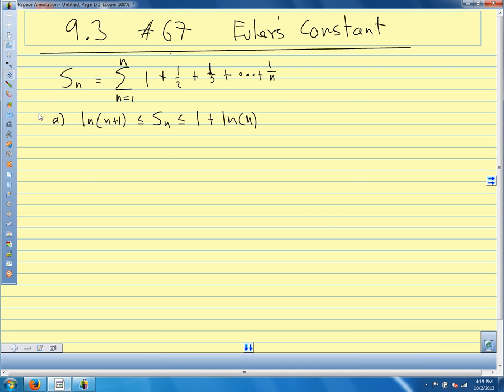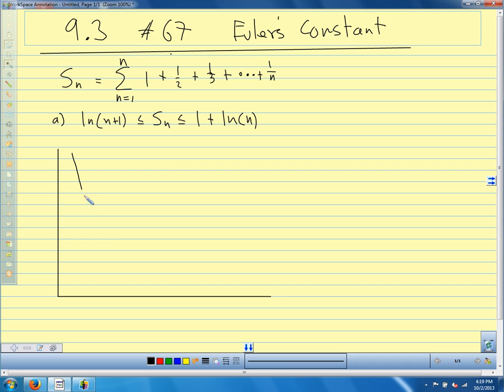I'm going to draw a picture. Here are my coordinate axes, and I'm going to sketch in the graph of 1 over x. And we're looking at x equals 1, 2, 3, and I'm going to go out here and go to n and n plus 1. I'm going to sketch in my rectangles. So we're going to inscribe and circumscribe some rectangles.